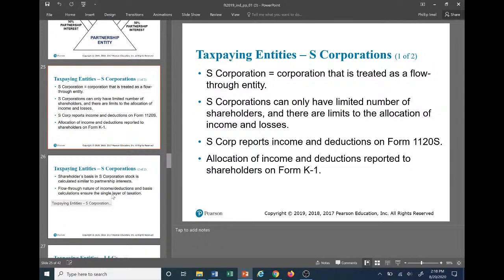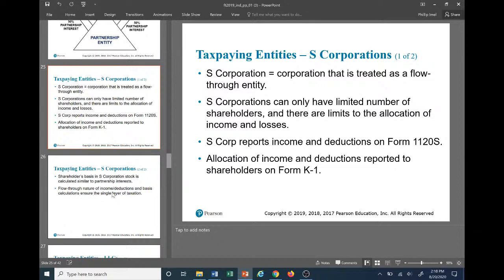So what about S corps? Remember, it's a corporation that is treated as a flow-through entity. S corporations can only have a limited number of shareholders. If I'm recalling correctly, it's 100 shareholders. There are limits to the allocation of income and losses, so there are a little more stringent rules that have to be followed because of the benefit of being able to avoid the double taxation. And then the S Corp reports income and deductions on Form 1120S. The allocation of income and deductions is reported to the shareholders on Form K-1.